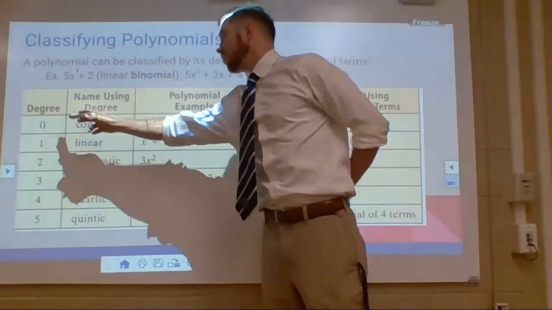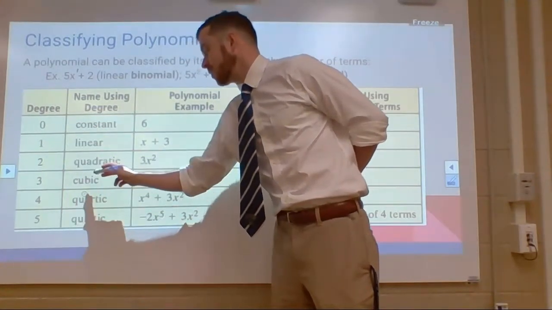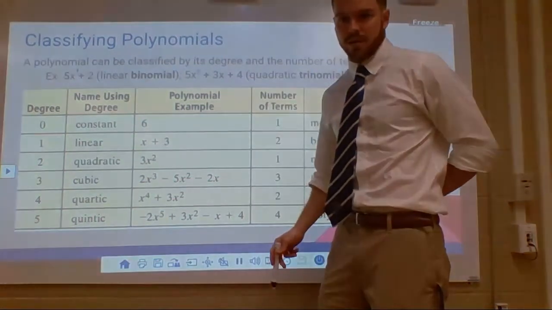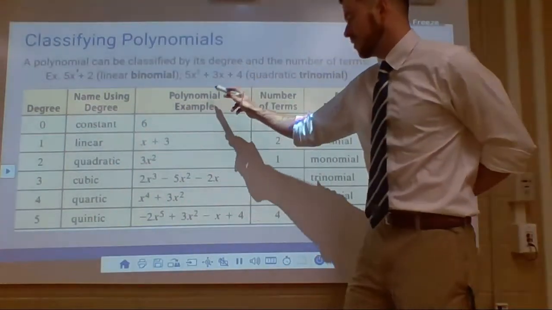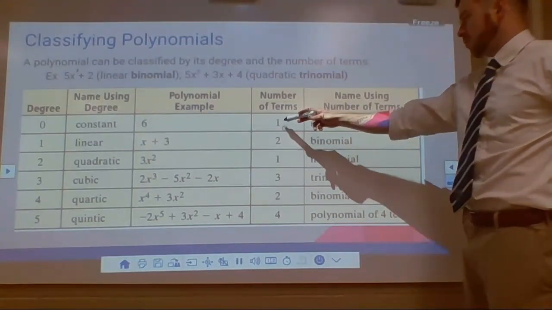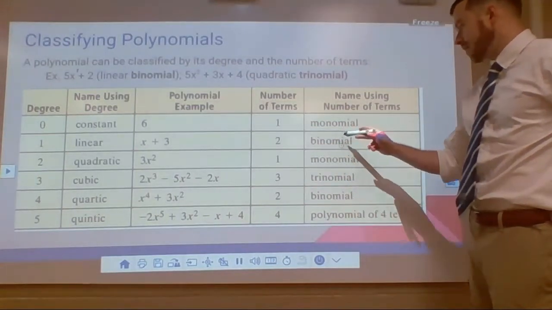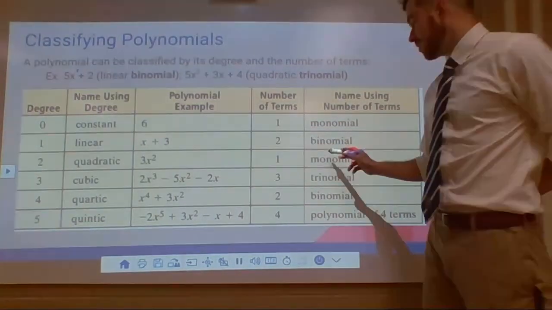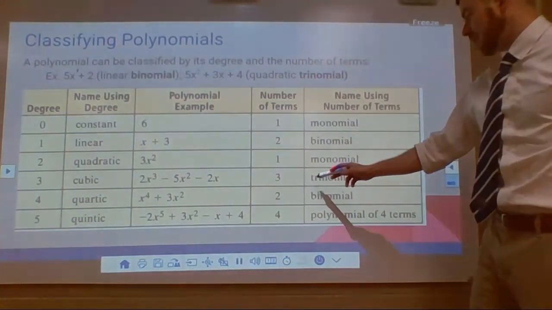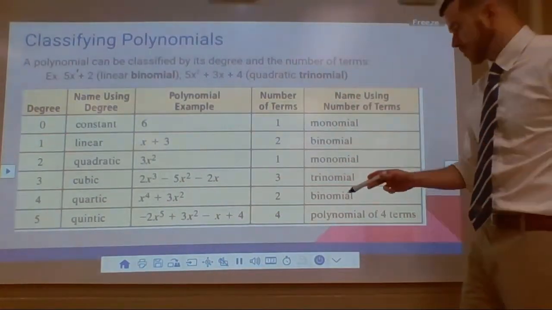Understand that if a degree is 0, it's constant, if it's 1, it's linear, 2, quadratic, 3, cubic, 4, quartic, and 5, quintic. Okay? So that's based on the degree. You see examples here. The number of terms, if it has 1 term, like we talked about earlier, we have a monomial. 2 terms, binomial. Bi meaning 2. We see a binomial again, based on this example. Now, if it has 3 terms, like this example, we say trinomial, like we mentioned earlier.